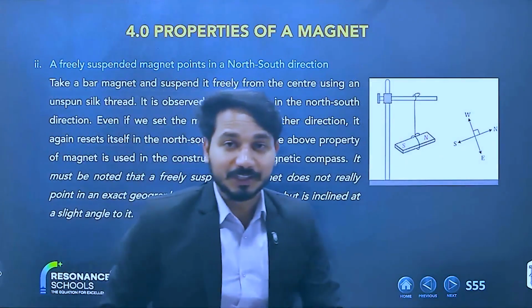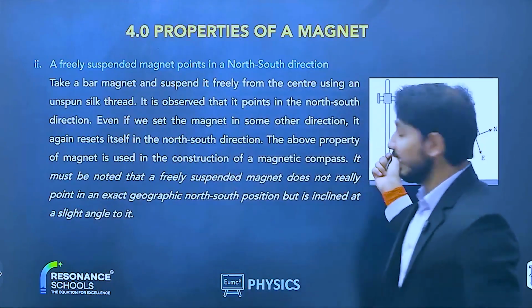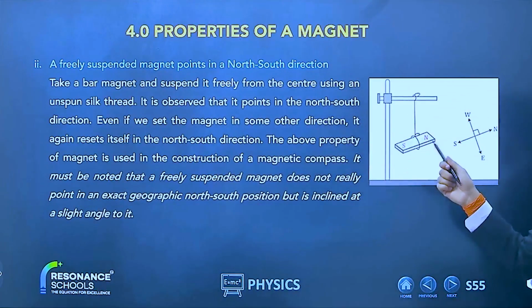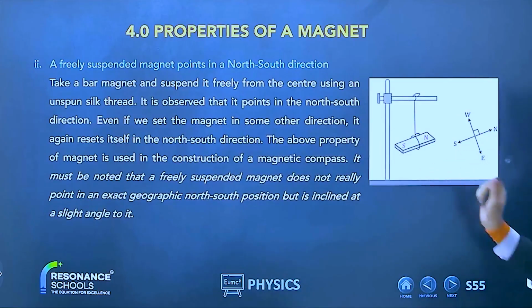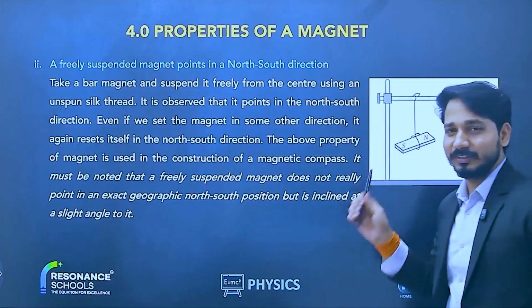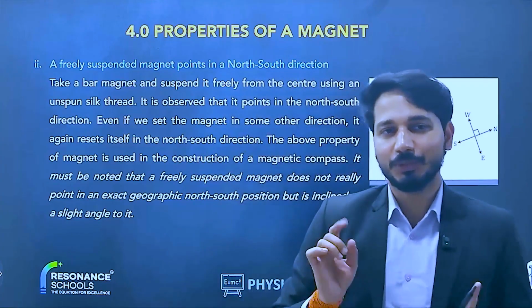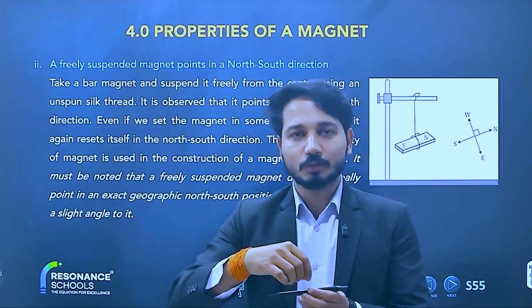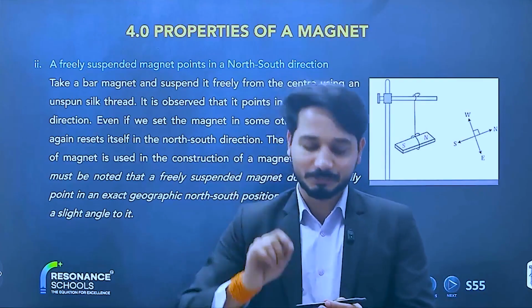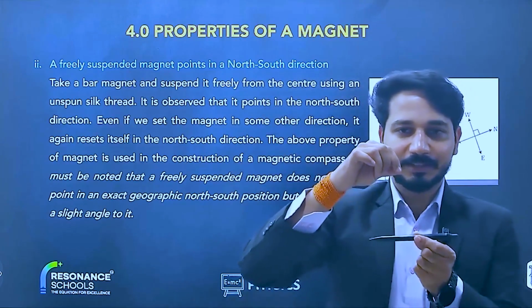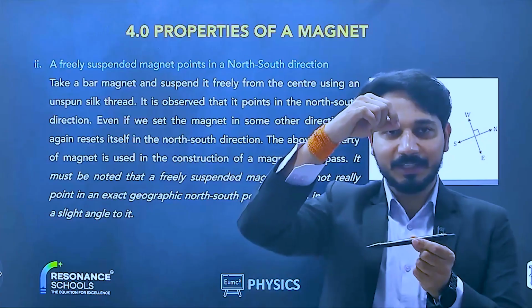So second property, it is saying a freely suspended magnet points in north-south direction. So this is a very simple experiment. If you are having a bar magnet at your home, what you do? You just tie it with a thread and hang it. If you're tying it with a thread and hanging it, right?